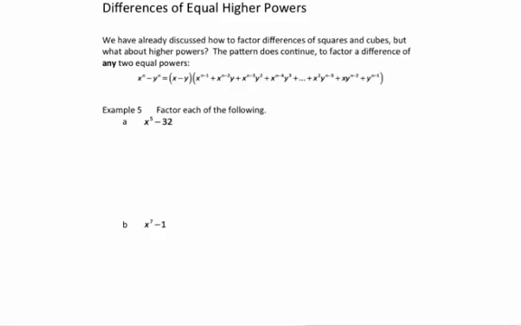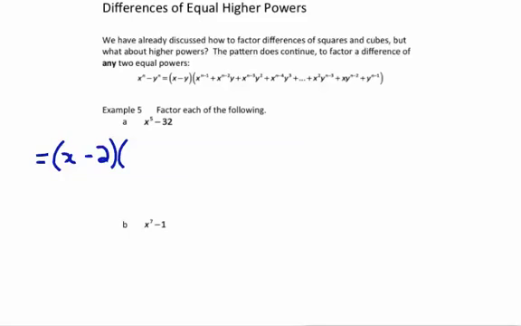So if we look at example A, we have x to the fifth, so we need 32 to be something to the power of 5. Well, it works out that 2 to the fifth is 32. So the way we factor this, and I need a little bit of extra space because this is going to get long, we start off with the bases, x and 2. With higher powers, these always get a subtraction sign.